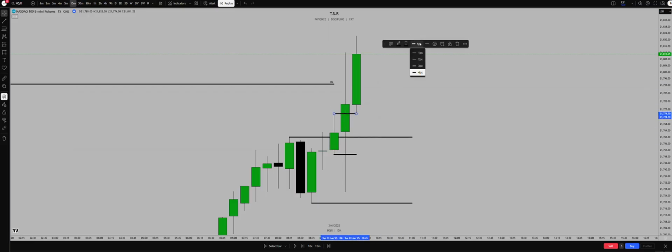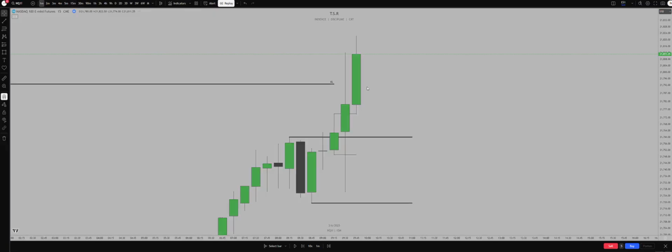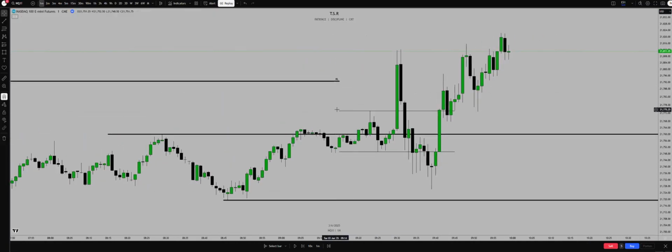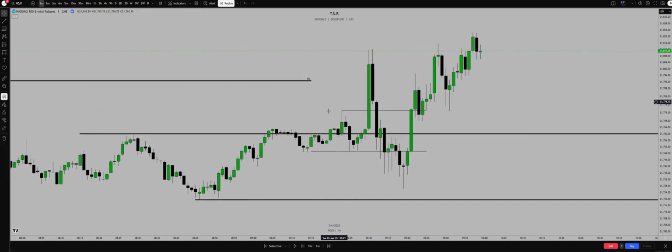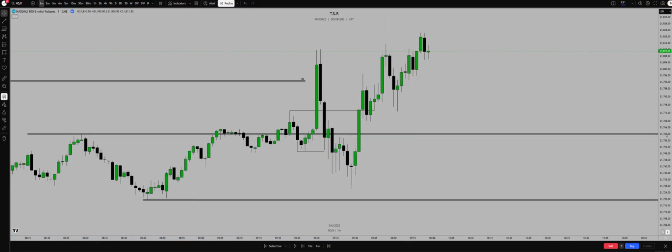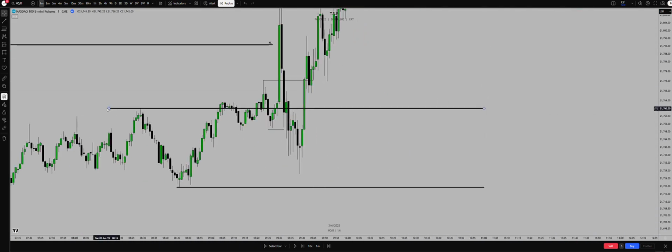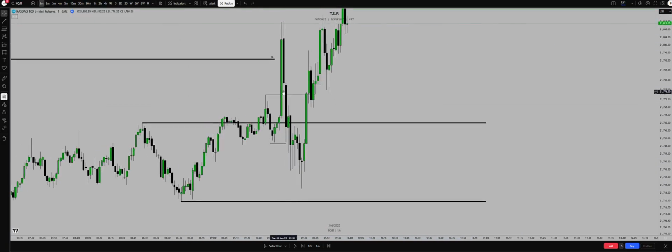Okay, we'll make these thin lines so you can separate the hourly CRT from the 15-minute CRT, and I'll show you what I mean by anticipating it. So this would be that 15-minute CRT that we're anticipating. You can see price swept the highs before sweeping the 1-minute lows. Over here we have the 8 a.m. range high and the 8 a.m. range low. Price taps into the key level, about to sweep the 15-minute CRT range.